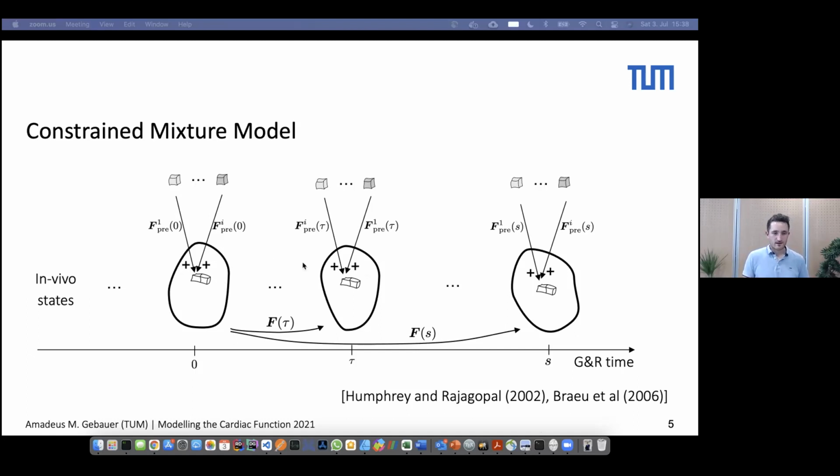Each of those mass increments is also pre-stretched. Here, the deformation gradient F pre shows that this mass is not stress-free during deposition. Mass is, of course, also degraded over time. So the influence of the mass on the stress outcome becomes lower the older the mass is.